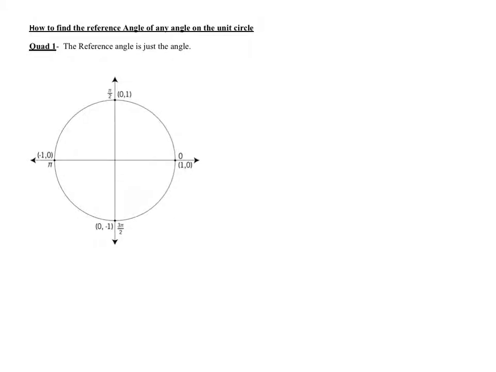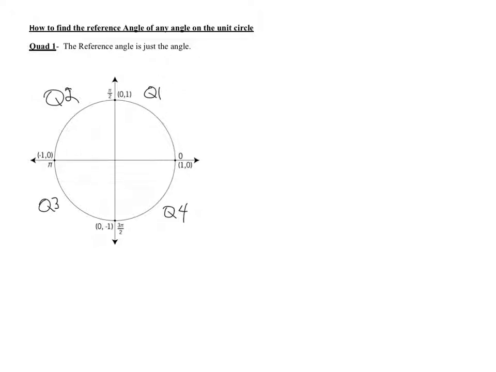Okay, here I want to look at finding reference angles on the unit circle for each quadrant, quadrant 1, 2, 3, and 4. So remember our quadrants. We have quadrant 1, quadrant 2, quadrant 3, and quadrant 4. We're going to take examples at each quadrant and how we can find the reference angle.